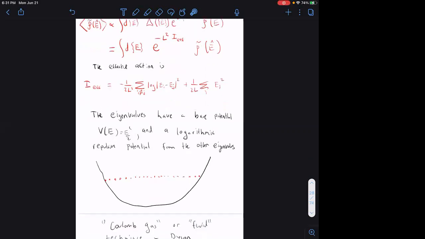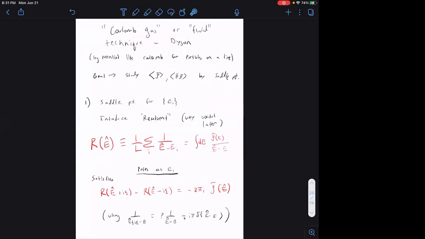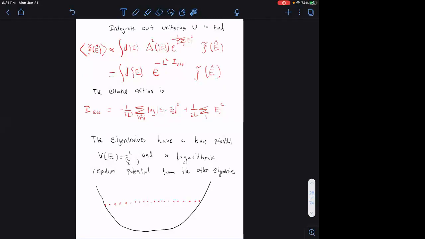And this is often called the Coulomb gas or fluid technique due to Dyson. The Coulomb is because this log potential from the Vandermonde is like the Coulomb potential in 1D. So this is like having a bunch of charged particles on a line with a potential well. Here the potential well is Gaussian, but we can imagine changing the potential well. And you still have this repulsive Coulomb force from the Vandermonde.